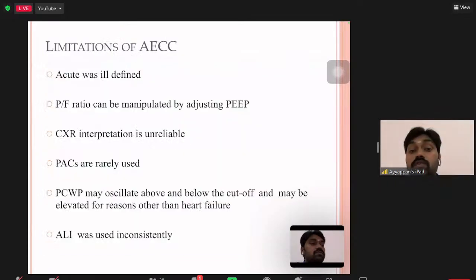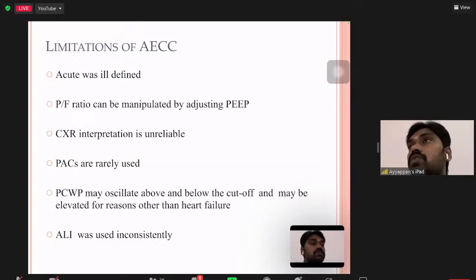So what are the limitations? Even though it was a consensus conference and it addressed the majority of the issues faced earlier, it was not without its limitations. The limitations primarily were in the classification itself. It was defined as an acute onset breathlessness, but the timeline of the acuity was not mentioned, whether it was 7 days or 10 days or 2 weeks. It was never described. And the PF ratio alone cannot be used as an indicator of hypoxemia, because the PF ratio can be variable depending upon the amount of PEEP which you subject a patient to.